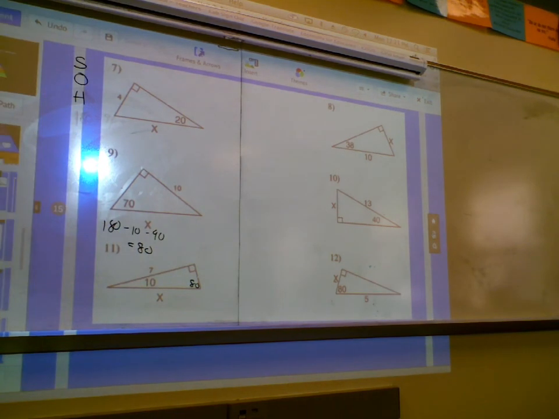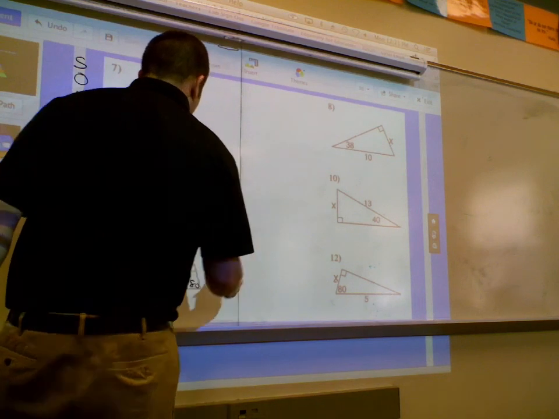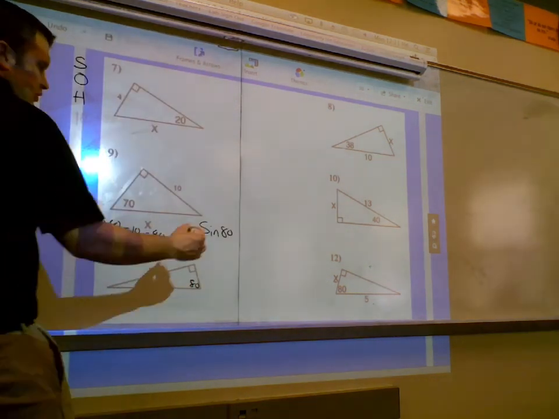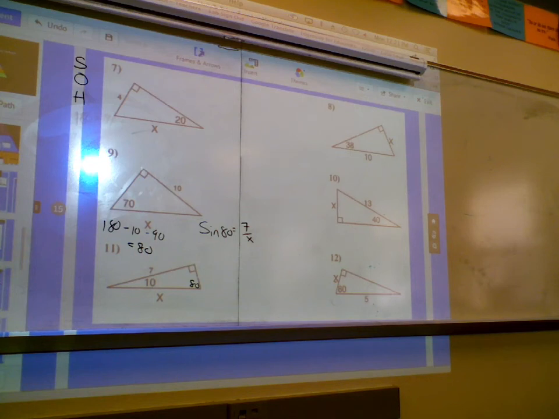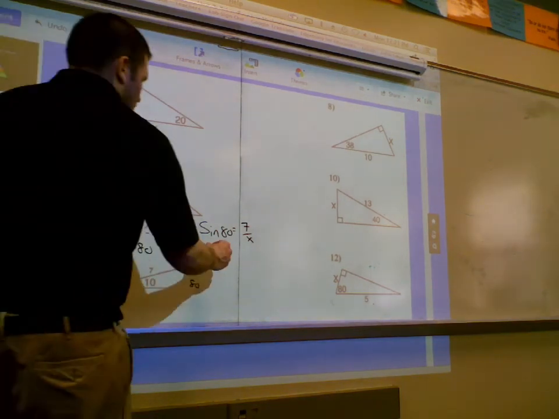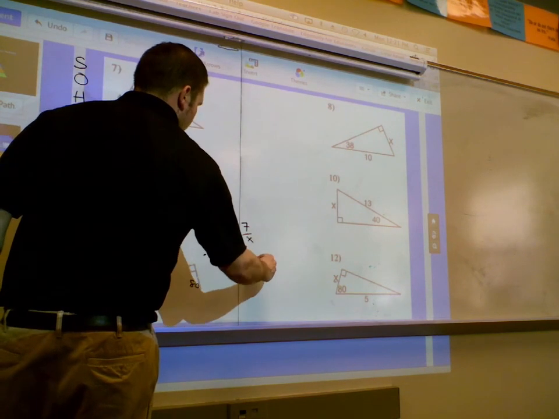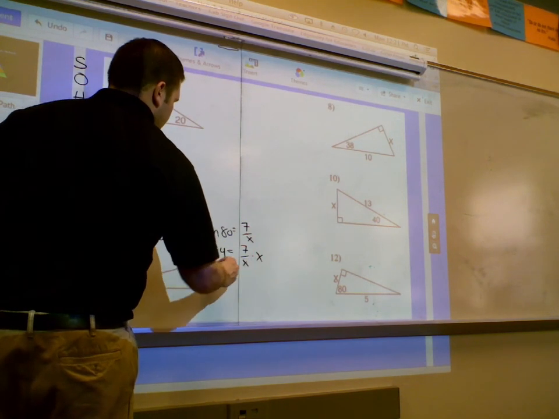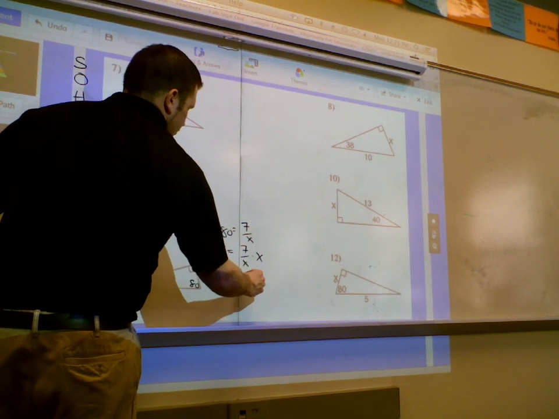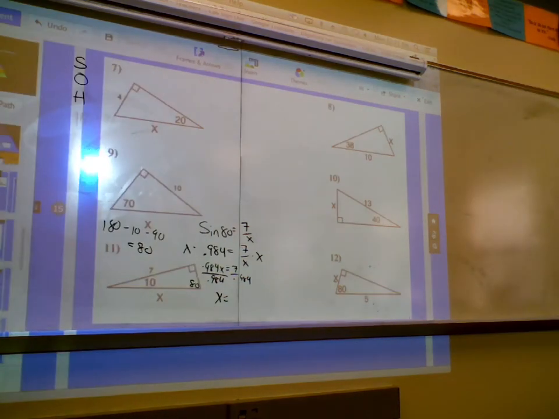All right, ready? What's theta here? 80. So sine of 80 equals 7 over x, right? What's sine 80? 0.984. Yes, and I multiply by x. 0.984x equals 7. Divide by 0.984. What does x equal? 7.11. Good.